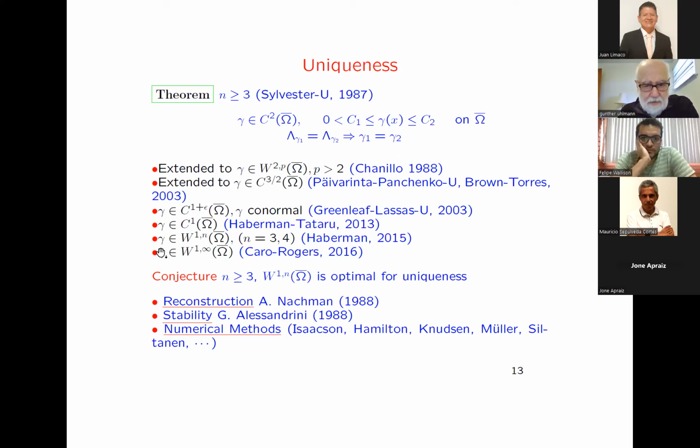This is one derivative in L^n, where n is the dimension, and this was proved by Haberman in 2015. And a nice result by Caro and Rogers showed that uniqueness holds for Lipschitz conductivities, one derivative in L infinity. The conjecture is that this W^{1,n} is optimal for uniqueness, although there is no counterexample at the moment. It is believed that one derivative is necessary for uniqueness in general, because unique continuation from the boundary is valid when you have only one derivative.